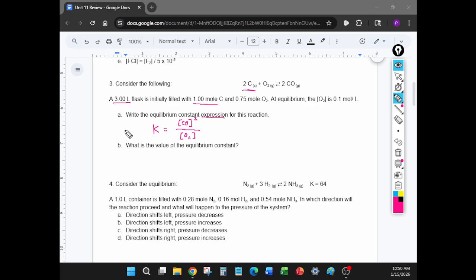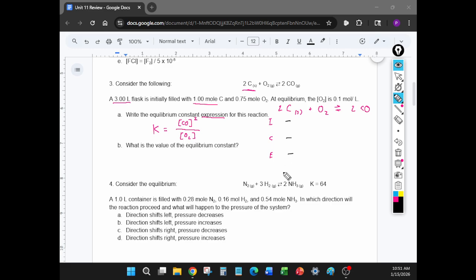So let's go to the value of the equilibrium constant. Now we're going to plug our numbers in, right here. If you look at CO, we don't have a value for that. So we've got to use an ICE table to figure out the equilibrium concentration. So we're going to have 2C, which is a solid, so we're going to omit that, plus O2 goes into equilibrium, 2CO. And then we're going to set up our ICE table. Like we said, carbon is a solid, so we don't include that in our ICE table.